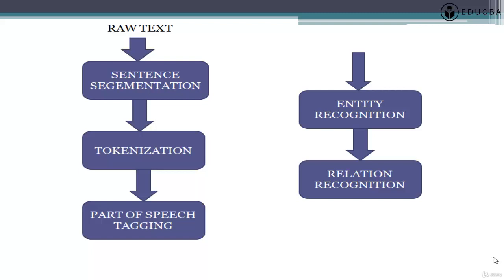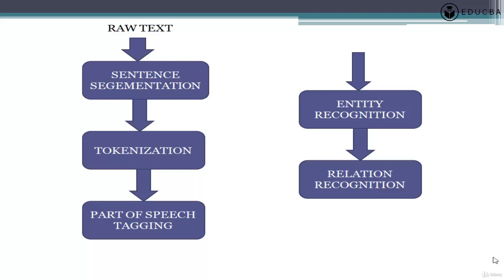Next is your entity recognition. So this is another step in this process. So what is entity recognition? We are just finding meaningful entities, like those entities which have some meaningful information, like names of places, names of organization, etc. So this is the step, that is entity recognition in case of information extraction.